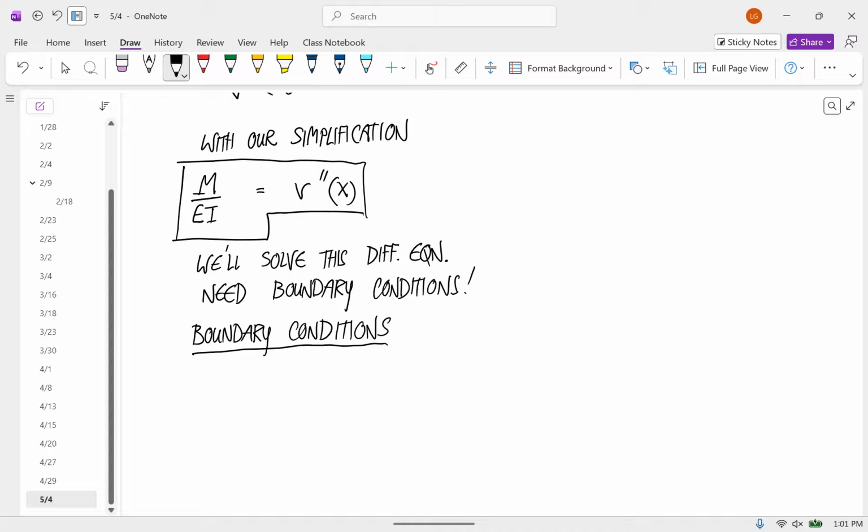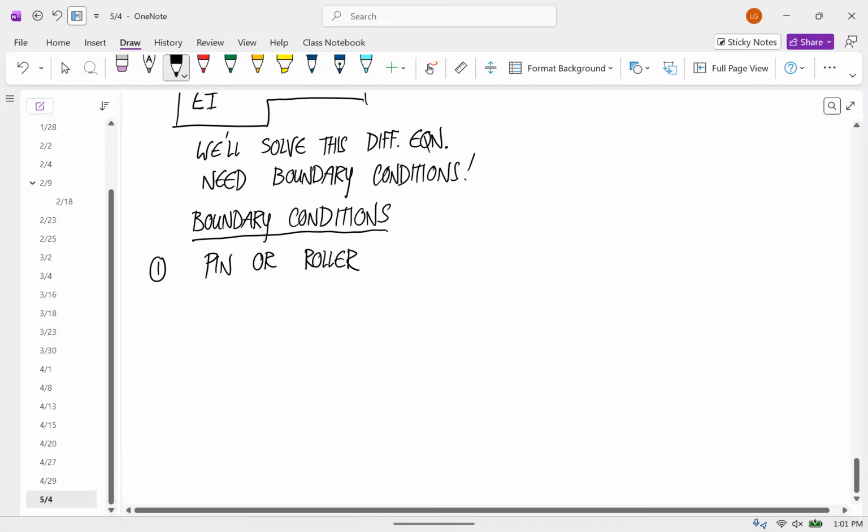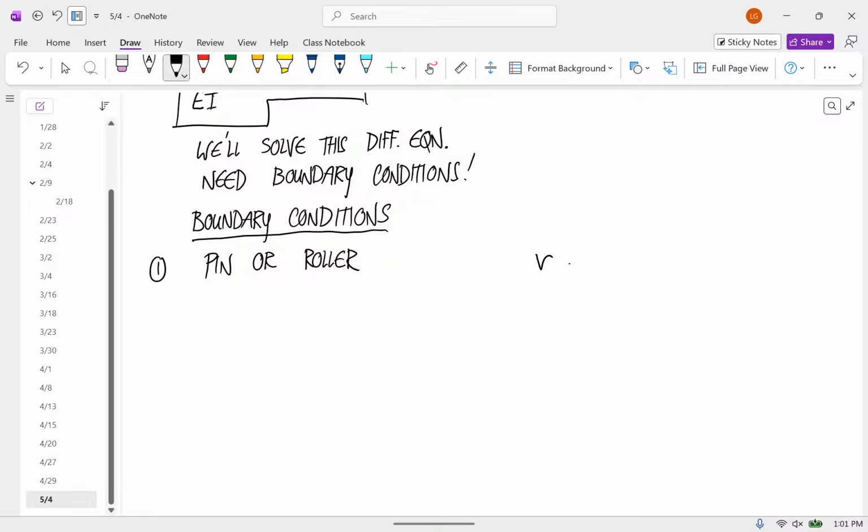The first one is: if the beam goes over a pin or a roller, or has a pin or a roller anywhere, then the deflection at that point is equal to 0. Let's say V is equal to 0 at the joint. So let me just illustrate why this is.